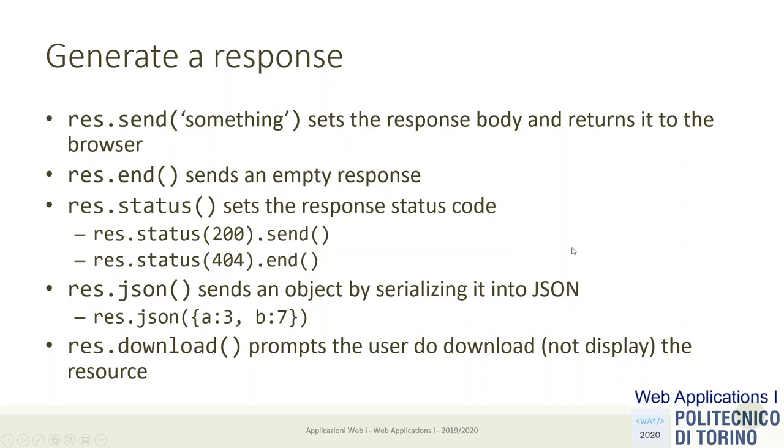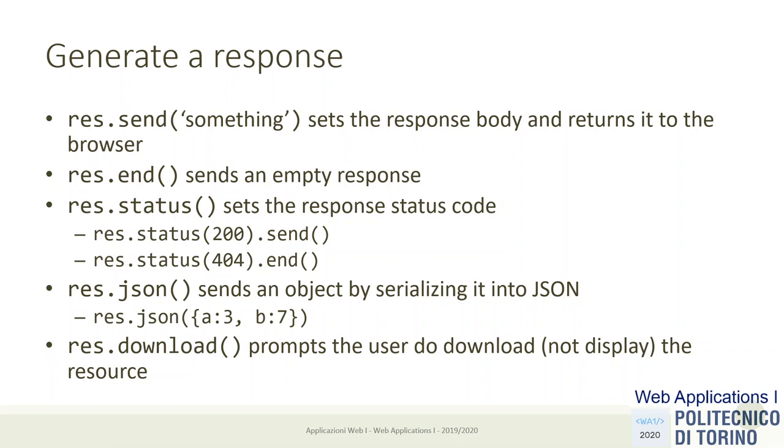There are different methods for generating a response. So the easiest one is the send method that we already saw in this simple example. And we have an end method that is used to send a response without a body. So for the methods that don't require a body to be sent, we can just call end instead of send. We can use status for setting the response status code. So normally send and end will reply with a code of 200. But if we want to change the code, we can do that by calling the status method and then calling send.